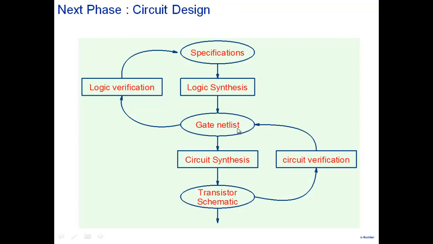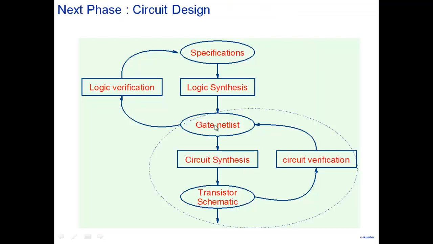So we've obtained the gate netlist. From the gate netlist, in the next step, what do we want to do? From the gate netlist, I want to go towards the transistor schematic, to the transistor level. And we do circuit synthesis. So this was, we were calling it logic synthesis. And now let's say transistor schematic synthesis or transistor level synthesis here. And again, after I do that, I have to verify.